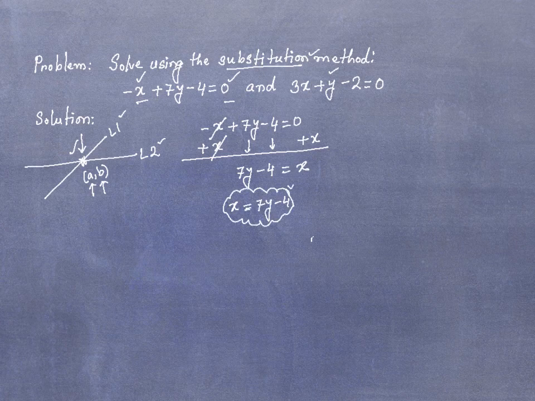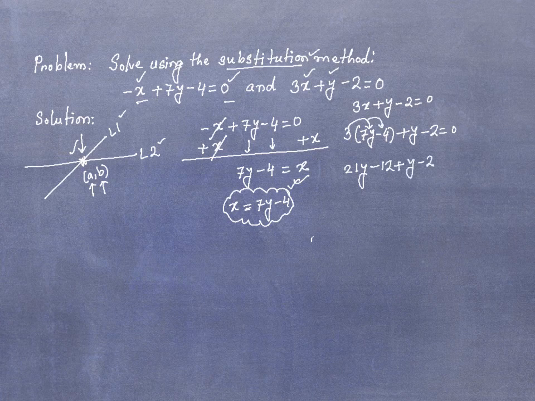Now I am going to take this x value and plug it into this equation right here, and if I do that, I get 3x plus y minus 2 is equal to 0, or 3 times x, but x is 7y minus 4, so 3 times 7y minus 4, plus y minus 2 is equal to 0. Now I am going to use the distributive property to simplify it. 3 times 7y is 21y. 3 times negative 4 is negative 12, plus y minus 2 is equal to 0. 21y plus y is 22y. Negative 12 minus 2 is negative 14, is equal to 0.